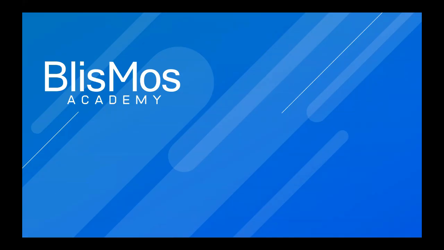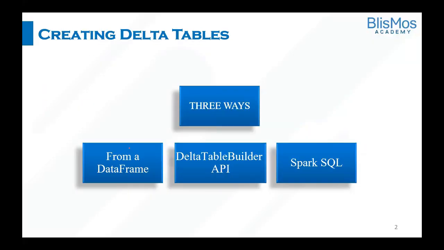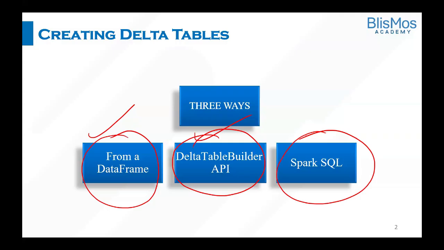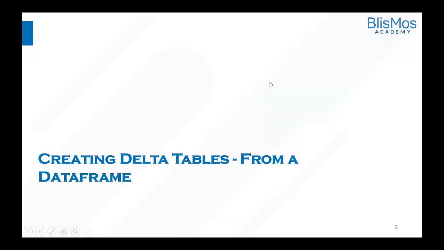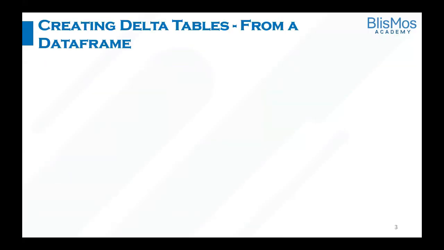Very good. Okay. So we can create Delta tables in three ways. We can create the Delta table from a data frame. We can create the Delta table from the Delta table builder API. We can also create the Delta table by using Spark SQL. You guys got it? There are three ways. Now let us understand them one by one. What is a data frame? It is a structured API of what? In Spark. Absolutely.